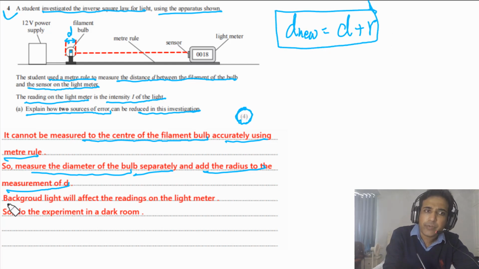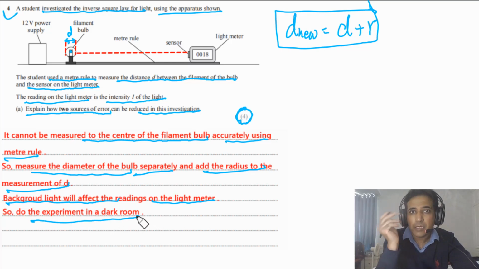The second point is a very common one. You can write it down for any light experiment. We can say the background light will affect the readings on the light meter. So do the experiment in a dark room.